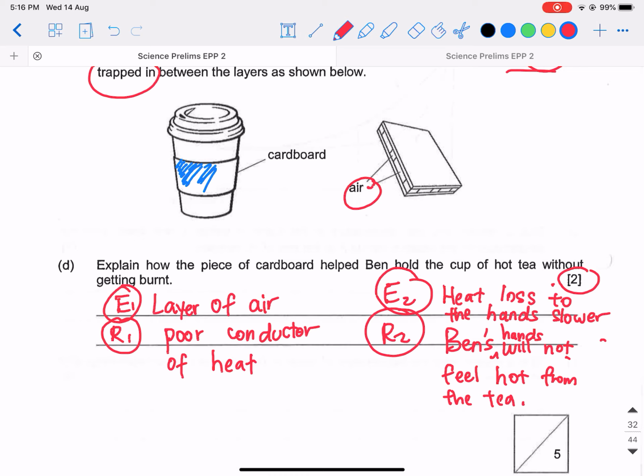Okay, so with that, I come to the end of question number 38. Watch the next clip for question 39.